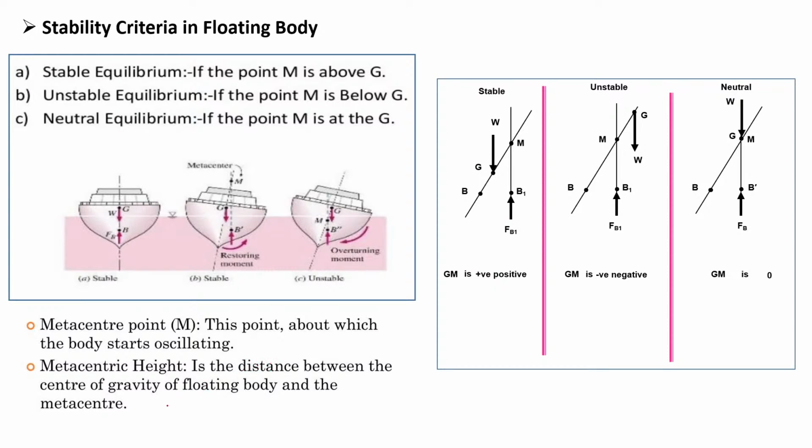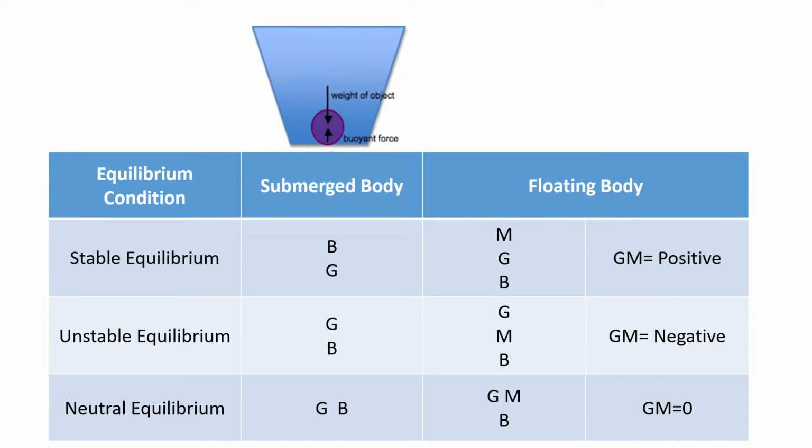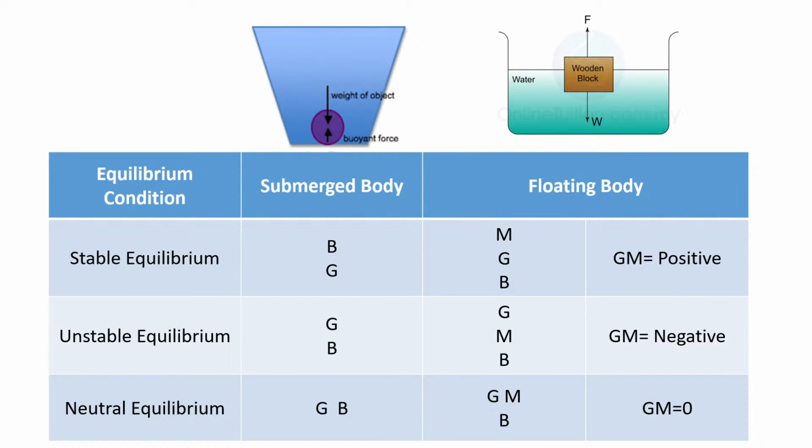GM indicates metacentric height. Metacentric height is the distance between the center of gravity and the metacenter point. If this distance is positive, then also we can say that the body is in stable equilibrium. If this GM is negative, then it is in unstable equilibrium. If this GM is 0, then it is in neutral equilibrium. So finally, we can say like this. These are equilibrium conditions.